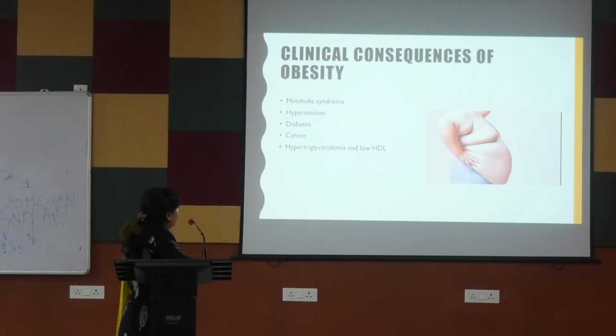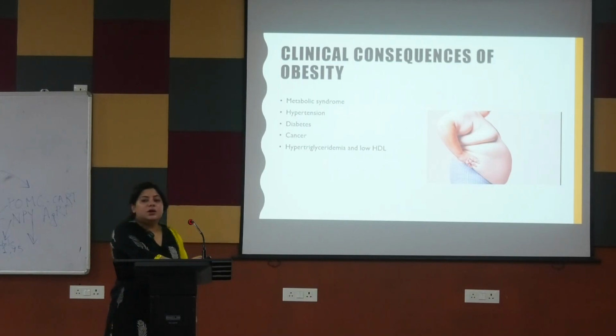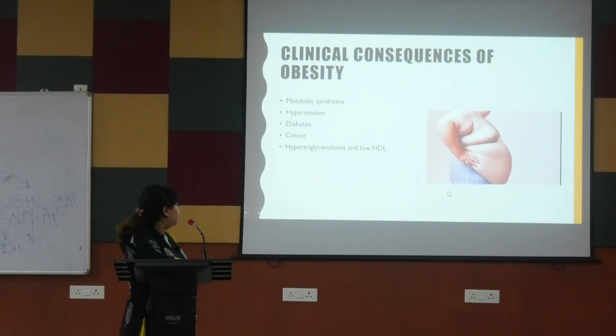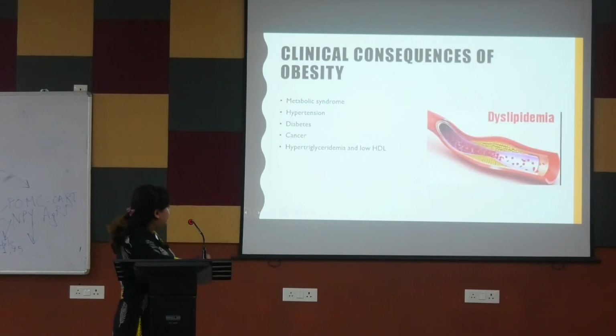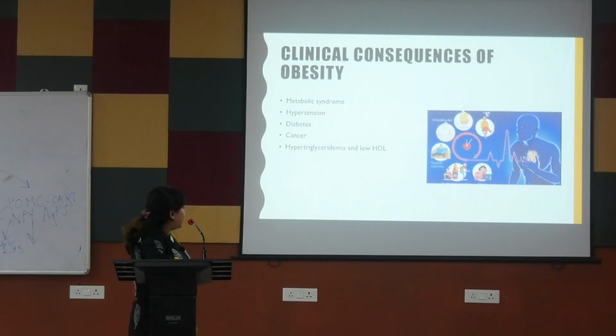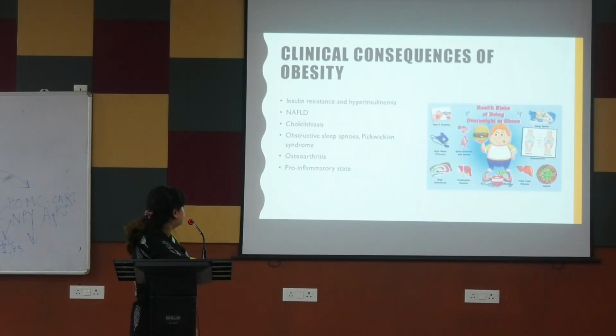So now, what are the consequences? This is also included in your syllabus. So there is metabolic syndrome, hypertension. I've already spoken about metabolic syndrome, hypertension, diabetes, cancer, hypertriglyceridemia, and low HDL. In these individuals and people suffering from metabolic syndrome, there is hypertriglyceridemia and low HDL. Lipid profile is deranged. What else is there? Insulin resistance, hyperinsulinemia.